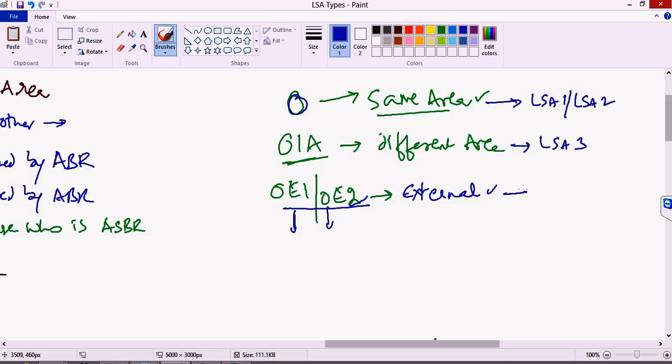O routes are from the same area, OIA routes are inter-area routes, nothing but from a different area, and LSA5 represents external routes. You don't have any LSA4 types of routes, so probably LSA5 you can see them.